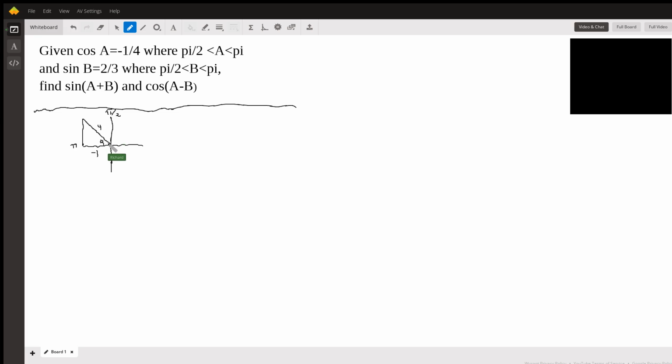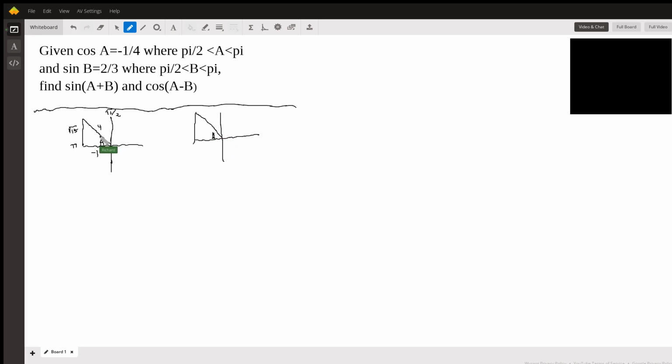Okay, so the Pythagorean theorem gives us 16 minus 1 is 15. So this is going to be root 15 for the height here. And we have another angle called B. It's also in the second quadrant, because B is between pi over 2 and pi. So we'll fill that in, angle B.